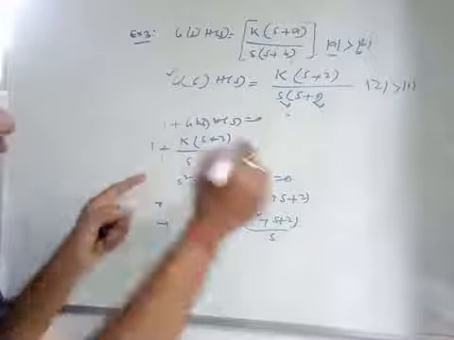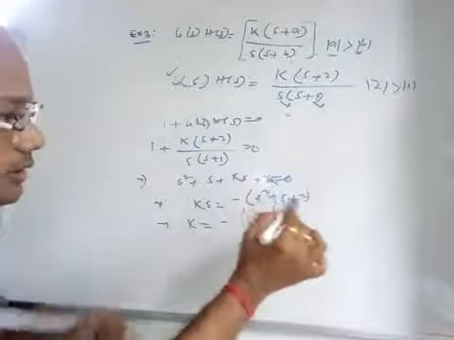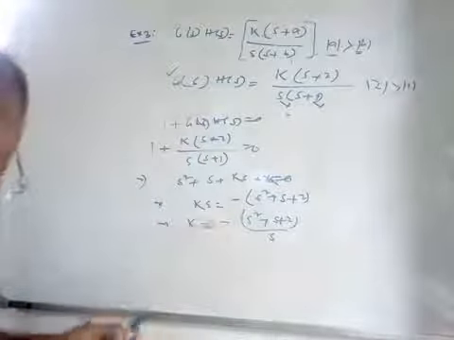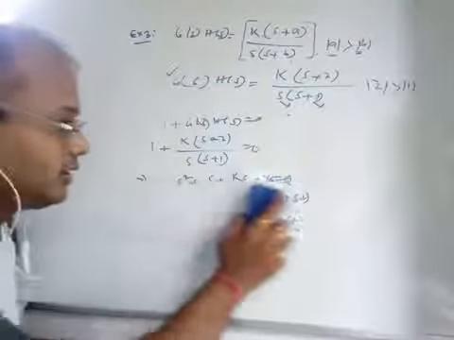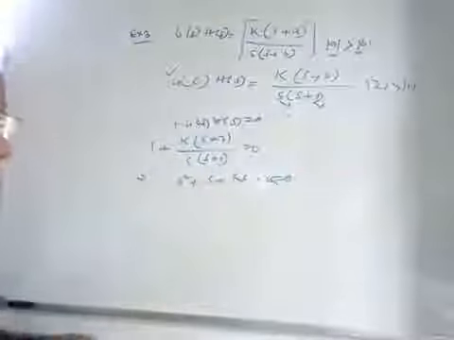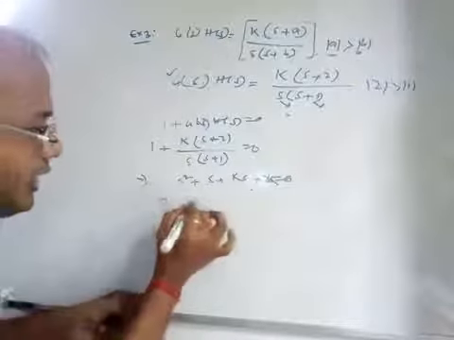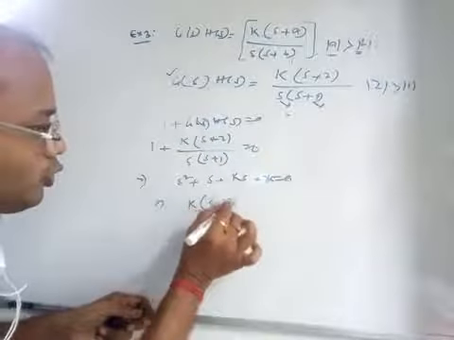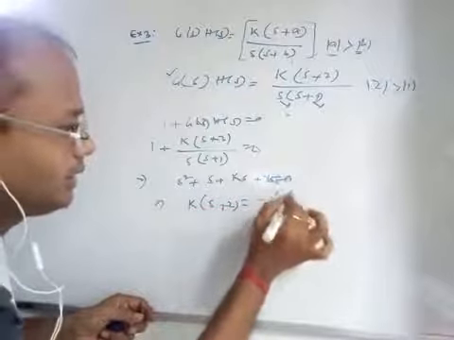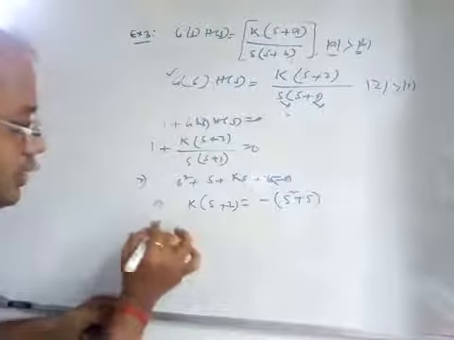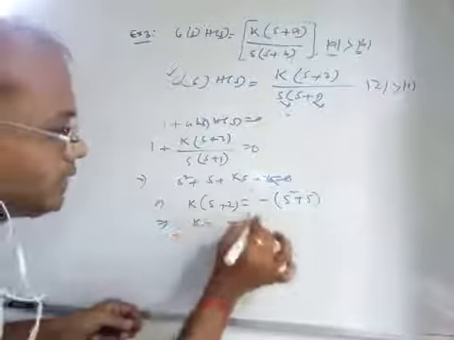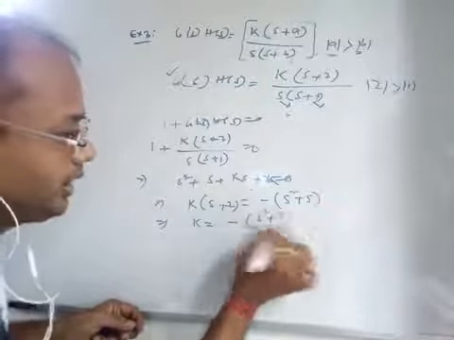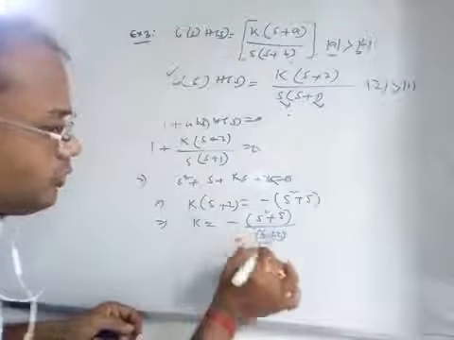Sorry, this is ks plus 2k actually. So I have to rewrite this, it's written wrong. So actually k(s plus 2) will be equal to minus (s square plus s). So k will be equal to minus (s square plus s) by (s plus 2), right?